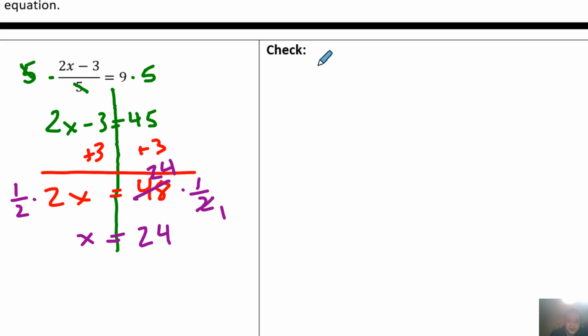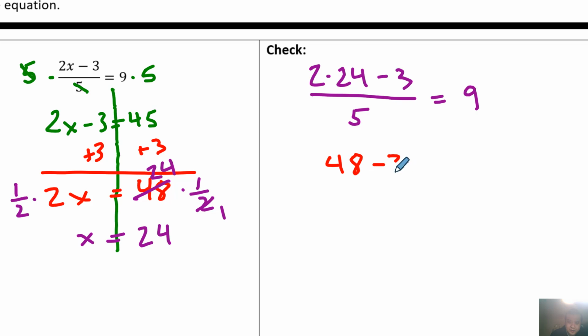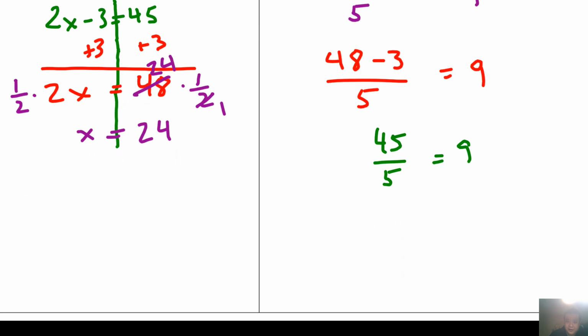And so let's try that out. We got 2 times 24 minus 3 all over 5, and that should get us 9. So 2 times 24 is 48 minus 3 over 5 equals 9. Then 48 minus 3 is 45 over 5 should be 9. And we do know that 45 divided by 5 is in fact 9, so we get 9 equals 9. And check.